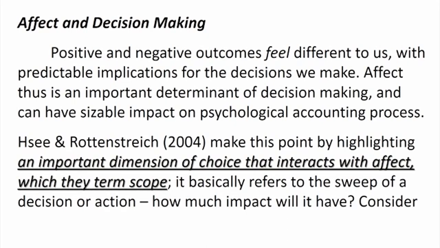So, basically Hsee and Rottenstreich in 2004 came up with a whole new dimension, which is called scope, which refers to the sweep of a decision. Sometimes decisions are made in terms of positivity or negativity, or sweep, and this is what they discovered.